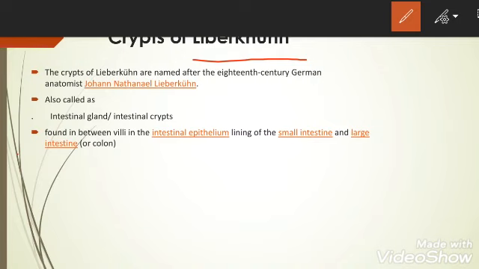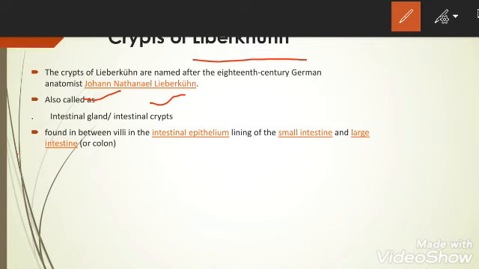Okay, and the crypts of Lieberkühn can also be called intestinal glands or intestinal crypts. These are called intestinal glands because we find these crypts of Lieberkühn in the intestine, be it either small intestine or large intestine. They are also called intestinal crypts because these crypts are found in the intestine.